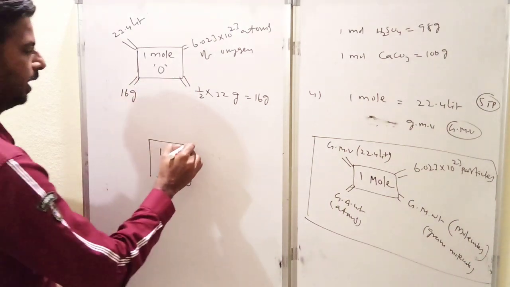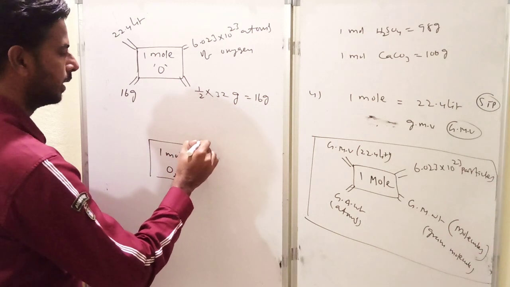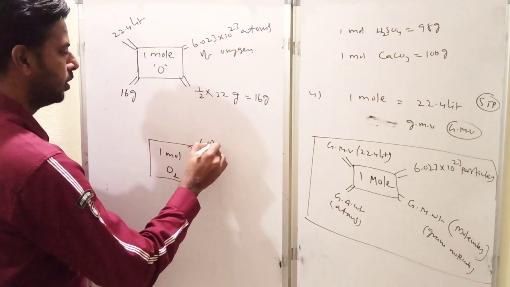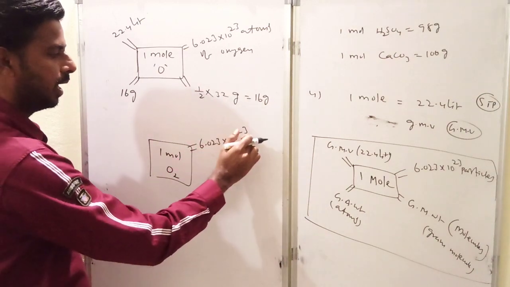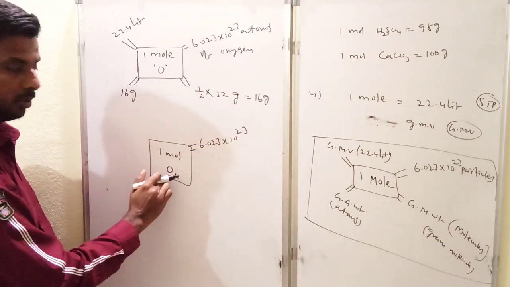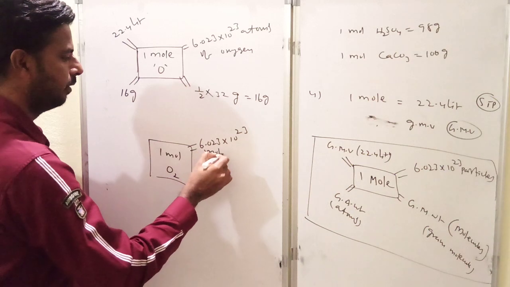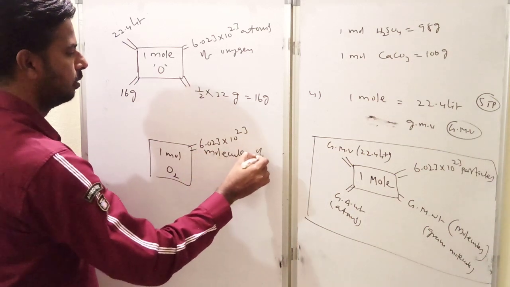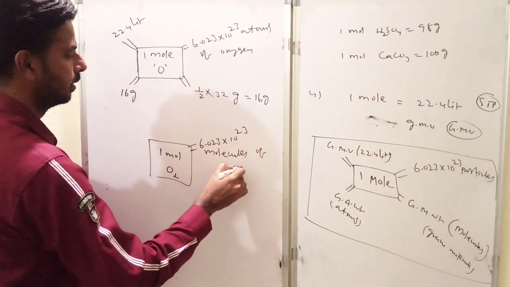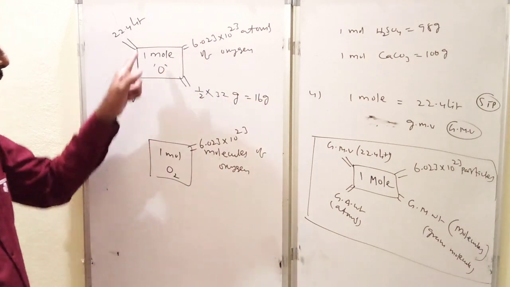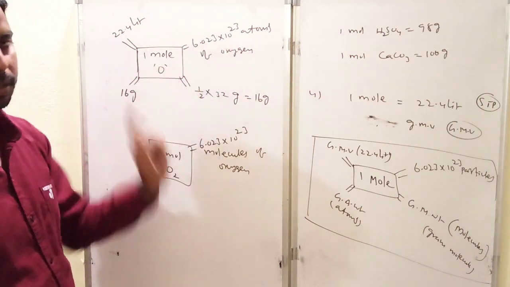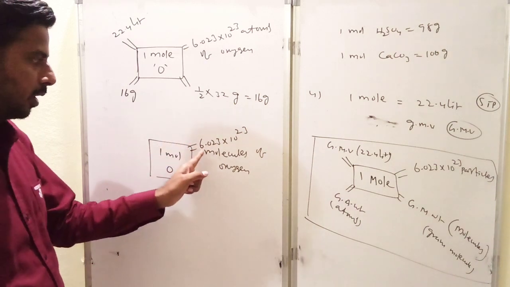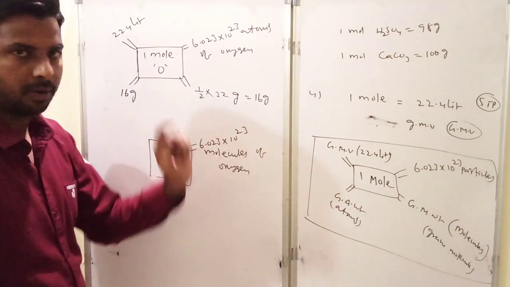1 mole O2. Again, what can we write? It is equal to 6.023 × 10^23. Atoms or molecules? Molecules. So molecules of oxygen. See the difference, do you observe? 1 mole O, 6.023 × 10^23 atoms of oxygen. But here it is 6.023 × 10^23 molecules of oxygen.